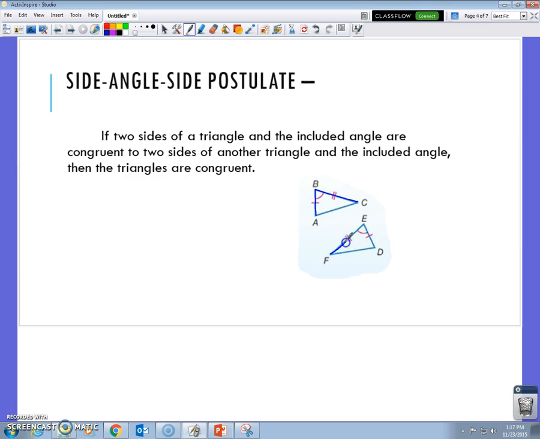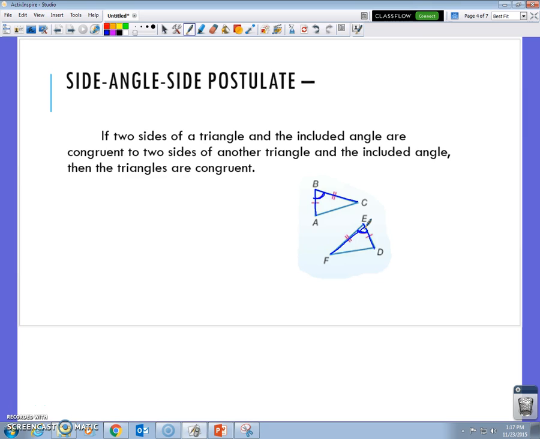I have a side and a side, and the included angle is the one that is the most important. That's really important because on your worksheet I noticed there's a few that give you two sides that are congruent, but they don't tell you that the included angle is congruent. No, it has to be two sides and their included angle, meaning the angle that they form between them. All right, that's the side angle side postulate.